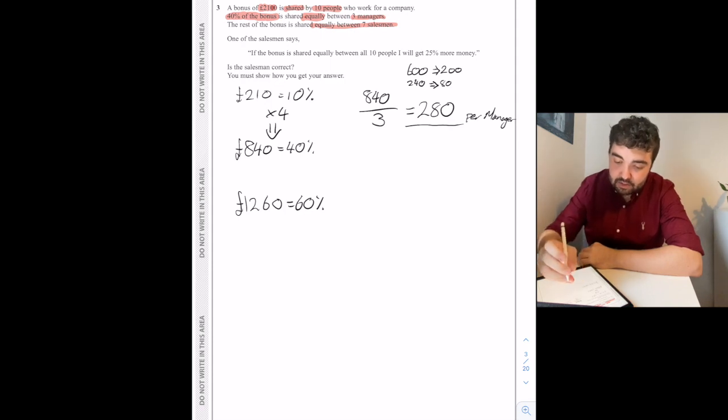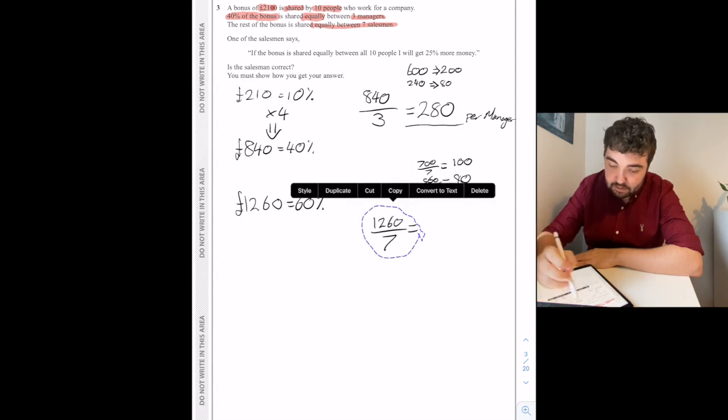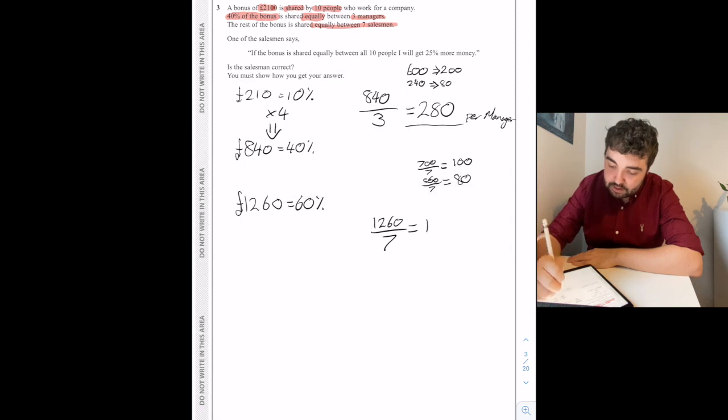And that's shared between 7 salespeople. So 1,260 divided by 7. And what is that? So 700 divided by 7 is 100, and then 500, and 560 divided by 7 is going to be 80. So this whole thing, let's move it down, because that doesn't make sense. It's going to be 180.